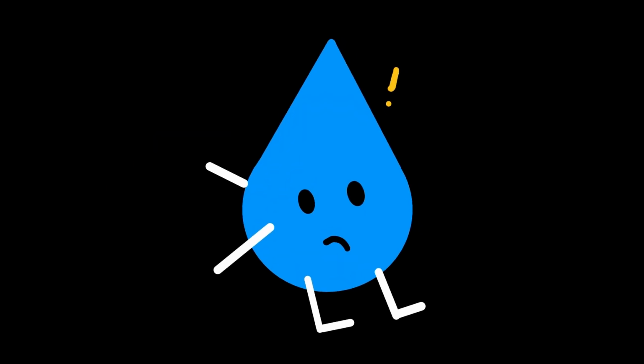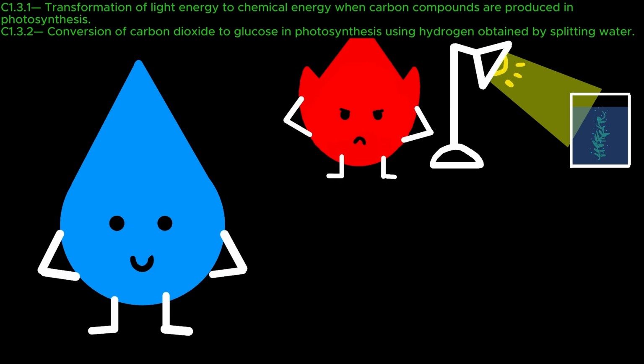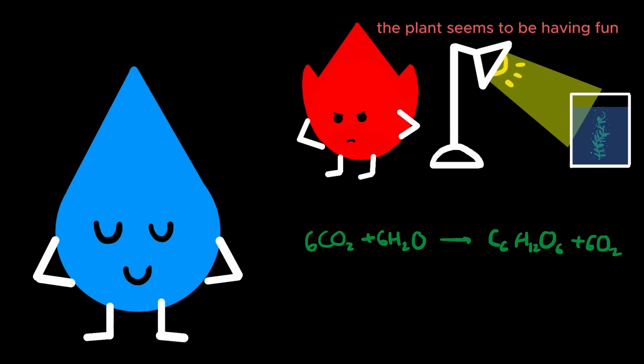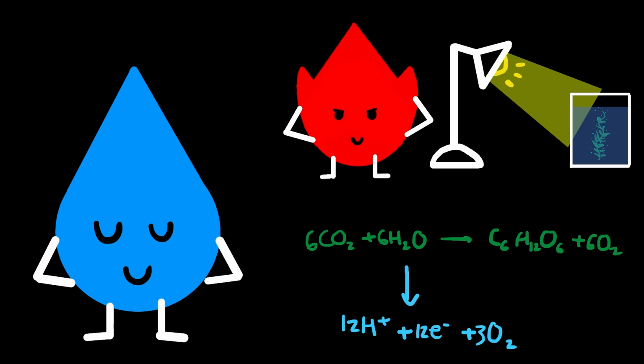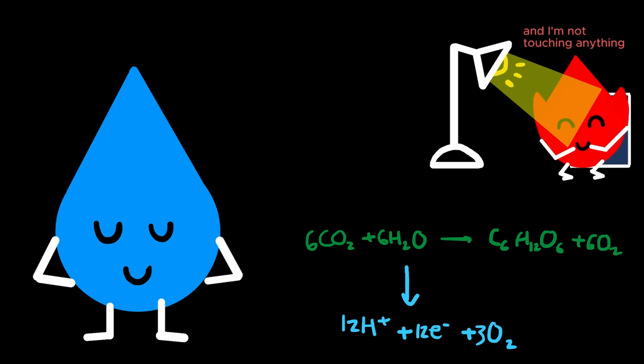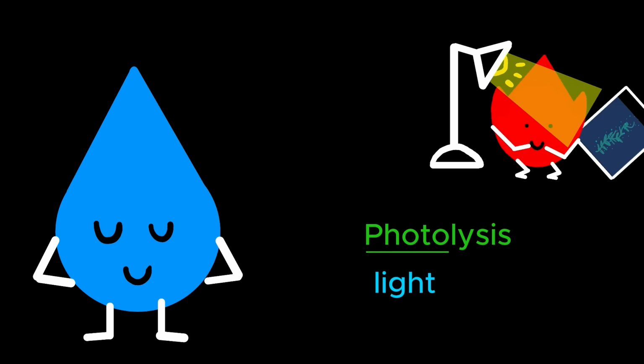What's this for? Don't move it! That's for the plant. They need it for photosynthesis, specifically to split water into hydrogen ions, electrons, and oxygen. This is called photolysis, meaning splitting using light.